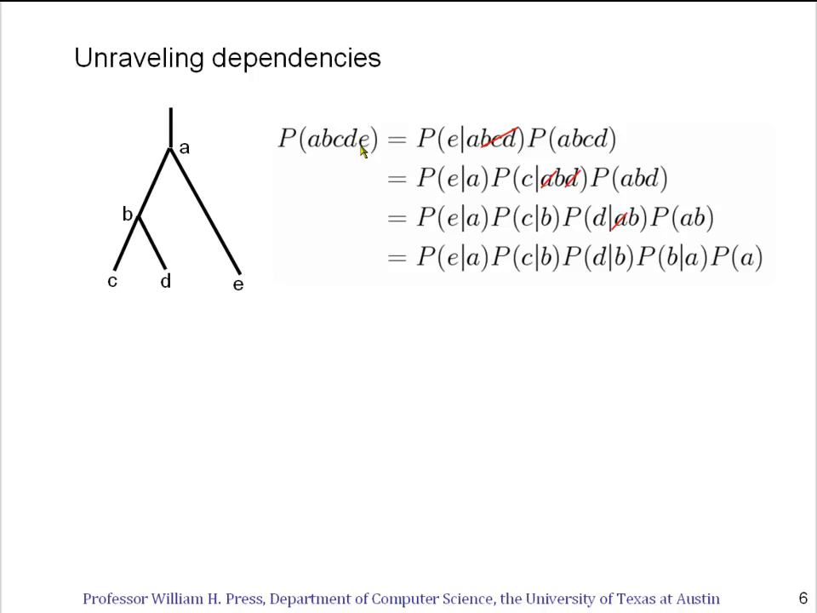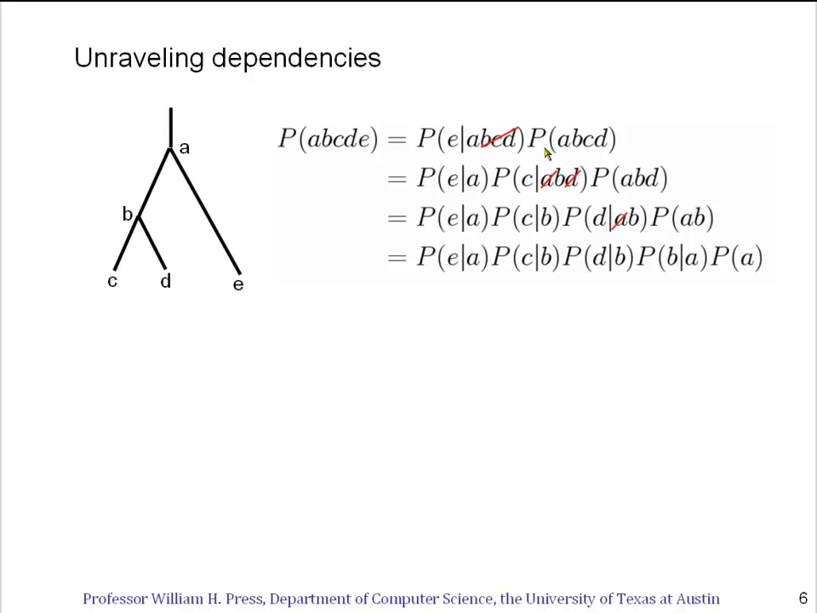Specifically, we can use the conditional law of probability to write the probability of A, B, C, D, E as the probability of E given A, B, C, D times the probability of A, B, C, D. Now, we look at this term, the probability of E, that's over here, given A, B, C, D. But we see that E has no causal connection to B, C, and D. So we can cross them out of the right-hand side. And this term is just the probability of E given A, which it depends on.